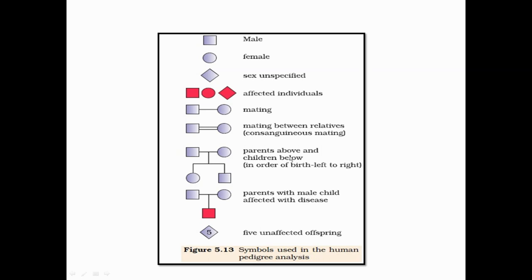Now parents and children are presented generation after generation like a flow chart. Now, parents with a male child affected with the disease, we can put like this, and 5 unaffected offspring, we can simply put a square without specifying the sex and make a number 5.